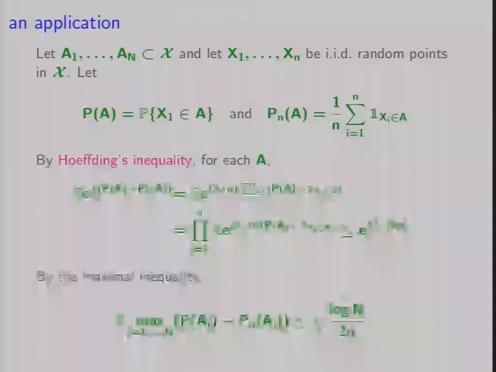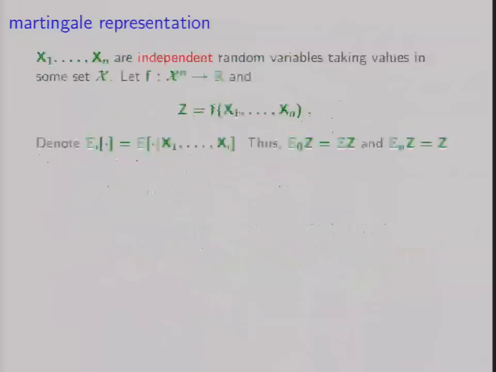Everything that I said so far was about sums of independent random variables. But as I said in the introduction, we want to handle not only sums but arbitrary functions of independent random variables. So now we are back to slide number one. We have independent random variables, and we have some arbitrary real-valued function of these independent guys. And we want to say something about how close this is to its expected value. Now, the big trick is a so-called Martingale representation. If you don't know what a Martingale is, don't worry. We will not need it. But this is the official name of this type of thing.